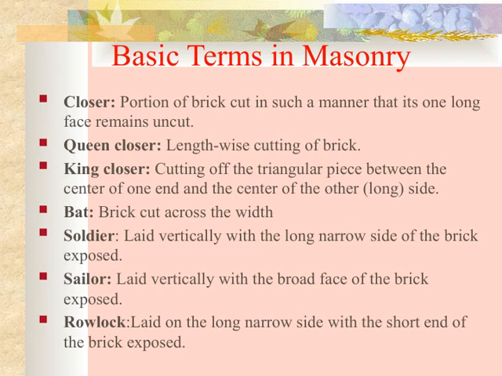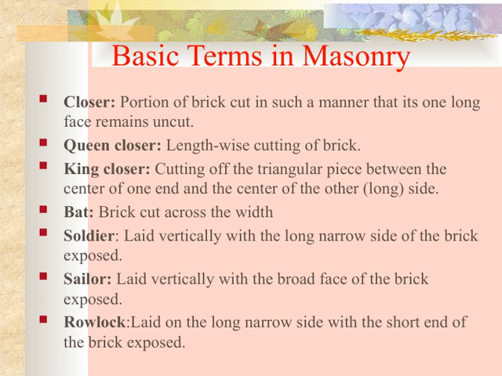Let's go through some basic terms in masonry that are essential for understanding how bricks are handled and laid. First, we have the closer. A closer is a piece of brick that's cut in such a way that one long face remains uncut, which helps in adjusting the length of a wall or filling gaps. Moving on, the queen closer involves cutting the brick lengthwise, so it's half the size, often used at corners or openings. The king closer is a bit more complex. It involves cutting off a triangular piece between the center of one end and the center of the other long side, mainly for fitting bricks in tight spots or corners.